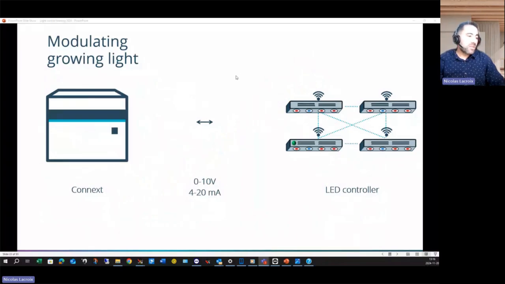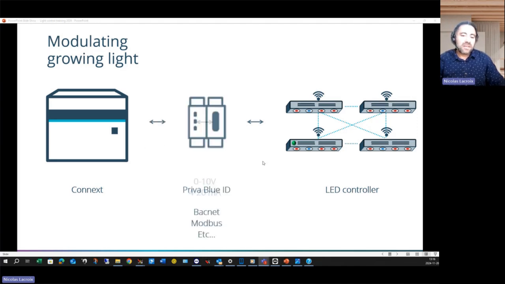So it's important when you start a project to know which signal you need, because the cost for the installation can be different. If you have a 0 to 10 volt signal to control the LED, or a 4 to 20 milliamp, you just need a Connex system. But if you need to control by BACnet or Modbus or another communication protocol, then we'll need to interface the LED controller with a Priva Blue ID system.